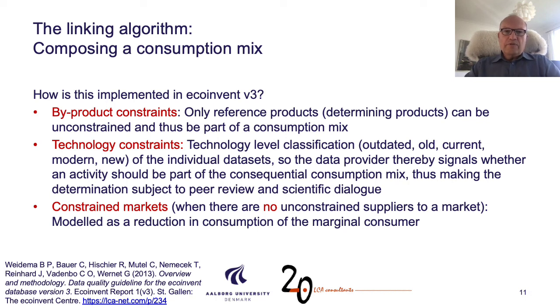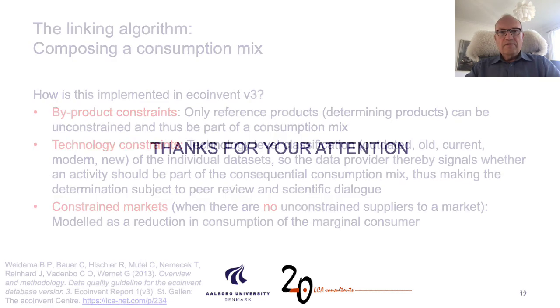So Ecoinvent version 3 actually follows the consequential rules that we've just described here quite consistently. Regarding the first bullet about the byproducts, you can see that it is quite crucial whether a product is a determining product or a byproduct. And to be sure that we identify this correctly, we have a separate routine that I will discuss in the following video. Thanks for your attention.